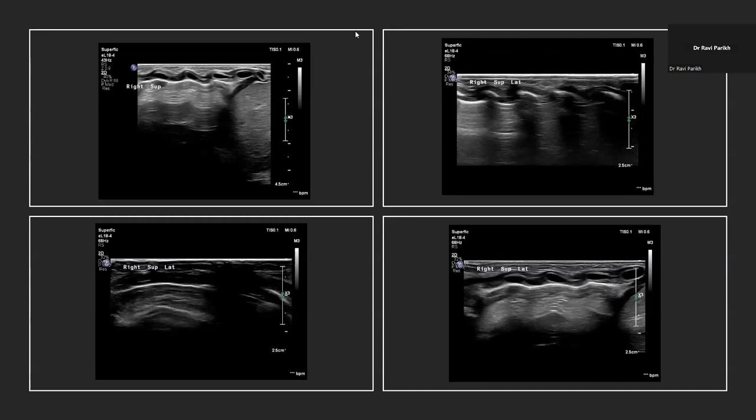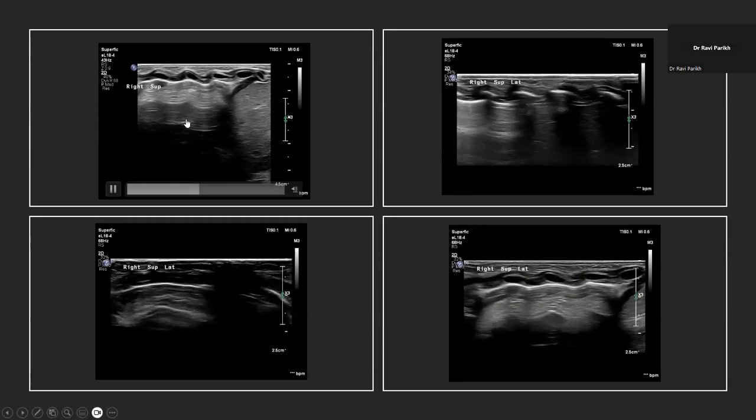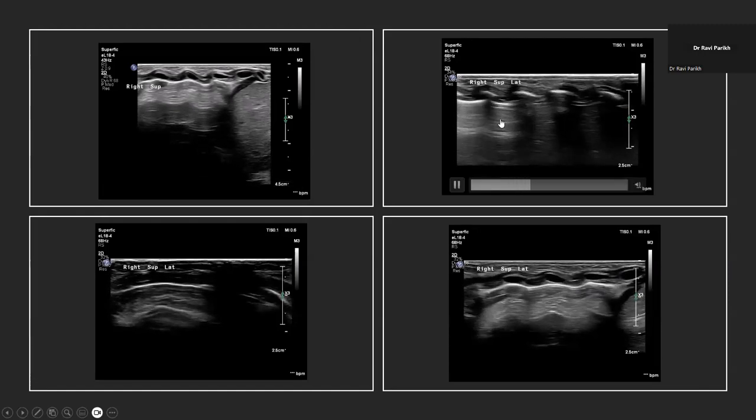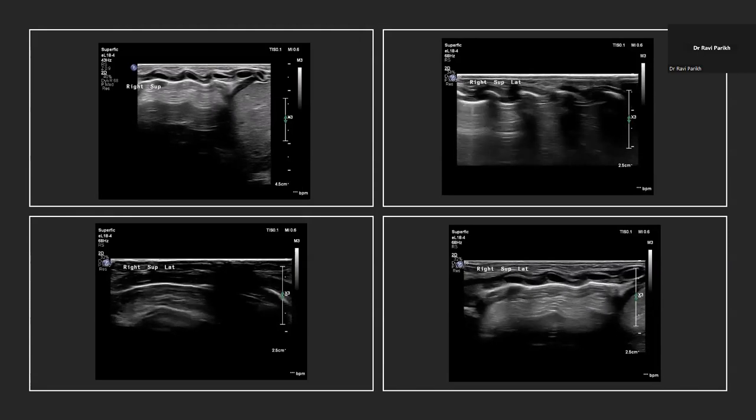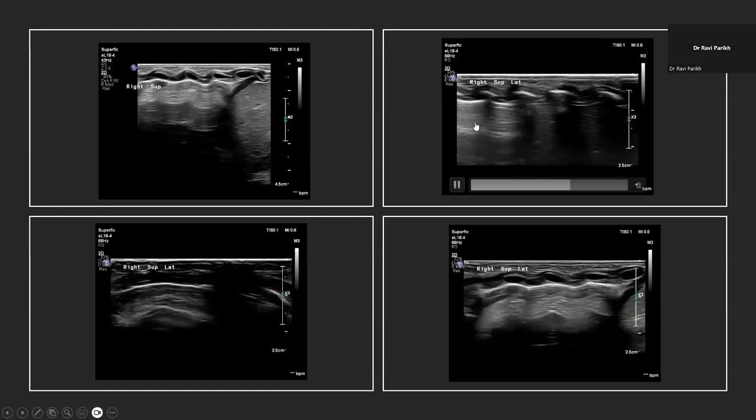Avinash? So, in the right image, there is an A profile. You can see the A lines nicely. The pleura is continuous. You can see it clearly delineated, and there are some comet tails appearing there. Definitely, there is some sliding compared to the first slide in the right upper. Yeah. The first one there was no sliding, and this one there looks like there is some sliding.